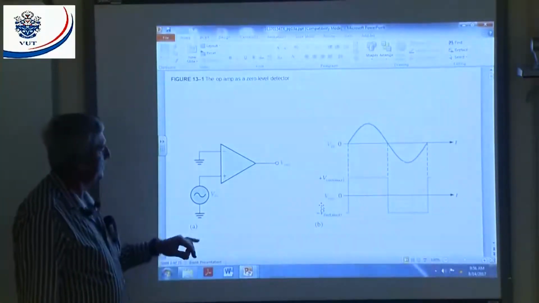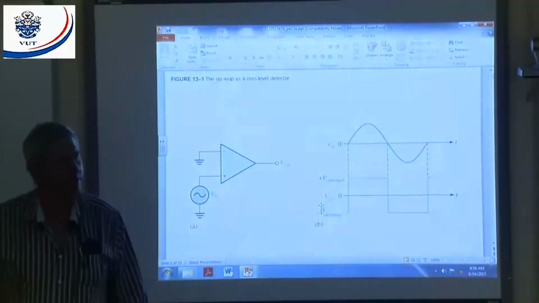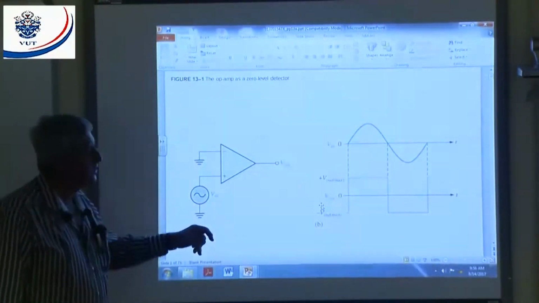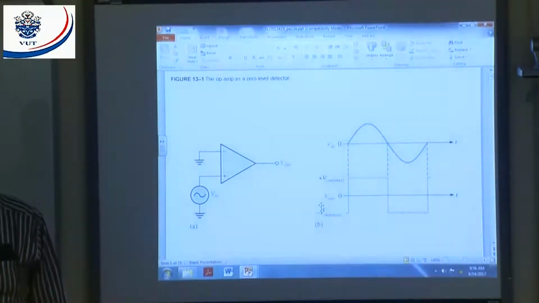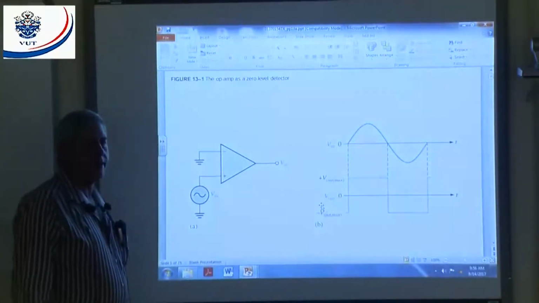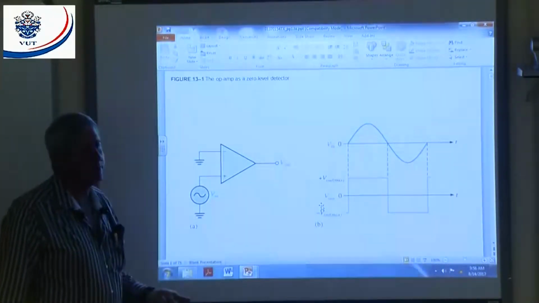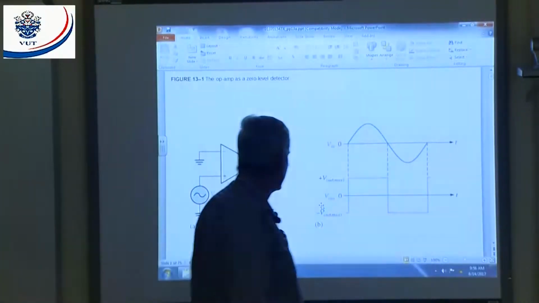Now you can see the inverting input is connected to 0. That means, what can I say about my input signal and my output signal? Will they be in phase or out of phase? They will be in phase because the input is at my non-inverting input. If I reverse the inputs, then they're going to be 180 degrees out of phase. All right, let's have a look.